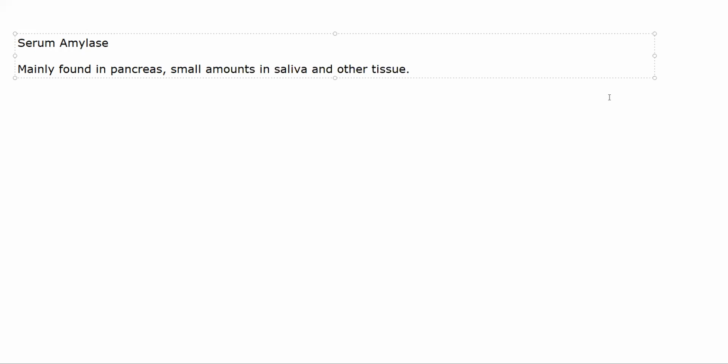Now, as such, you will have several different types of amylases. Okay, there are several isoenzymes of the amylase enzyme, but mainly there are three types. Okay, alpha, beta, and gamma amylase.